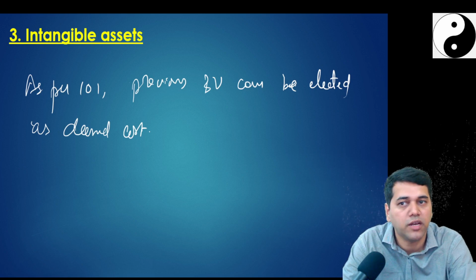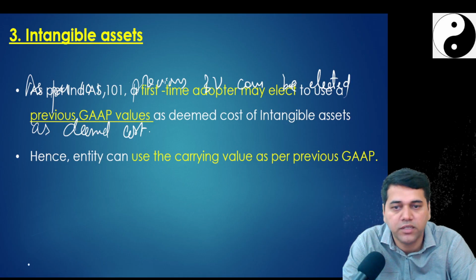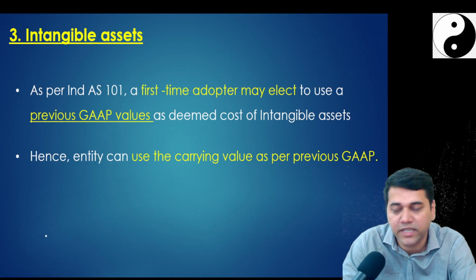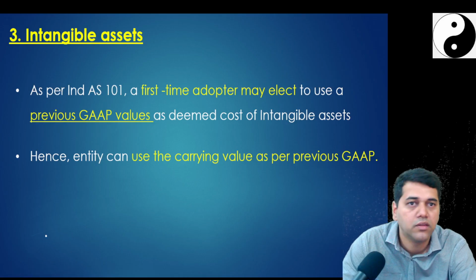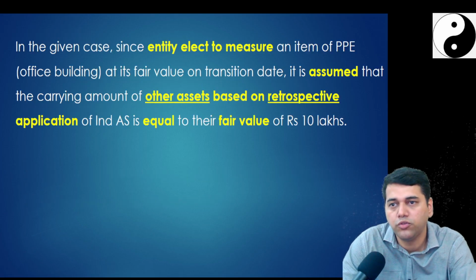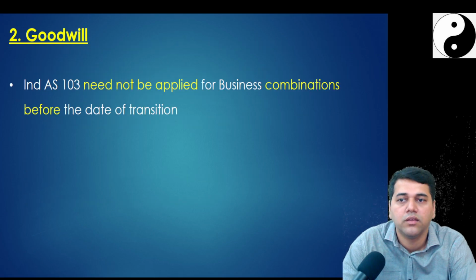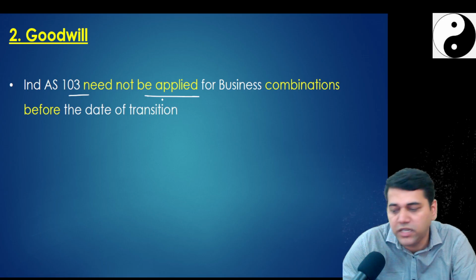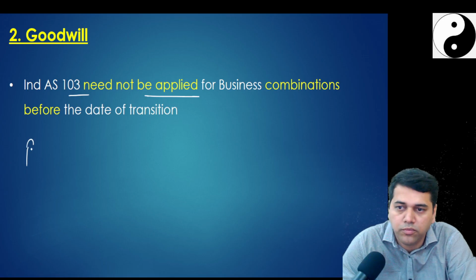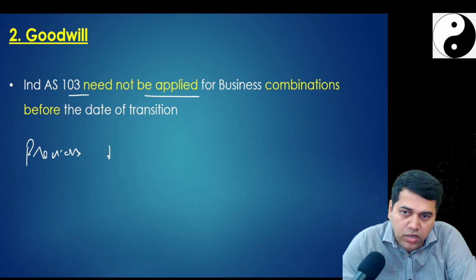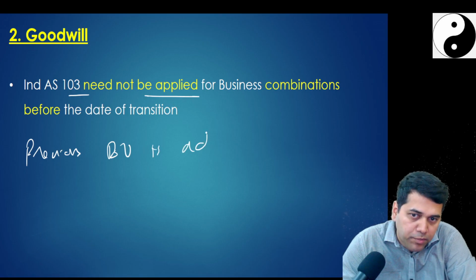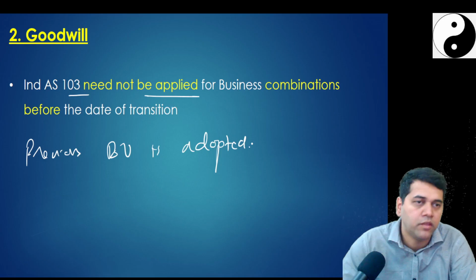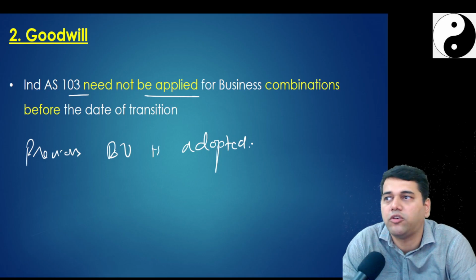Next, are you clear about this? You can measure the previous value. Next, what is the item? Item number 3, goodwill. So what do you do with the goodwill? Ind AS 103 need not be retrospectively restated. So the previous book value is adopted. You need not restate the business combination retrospectively.